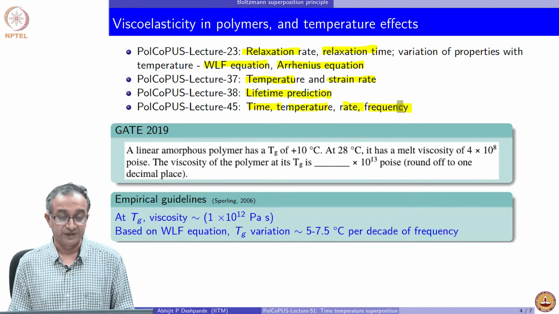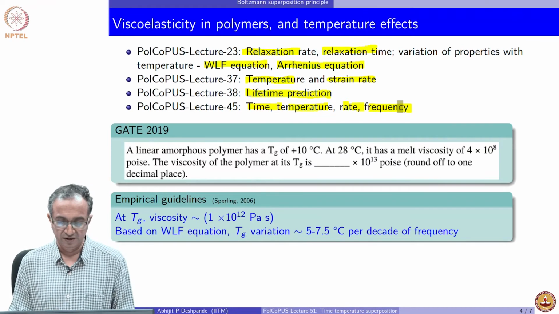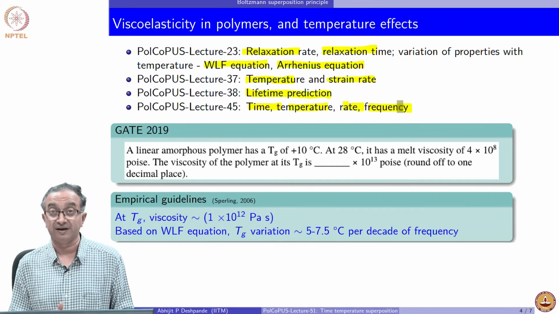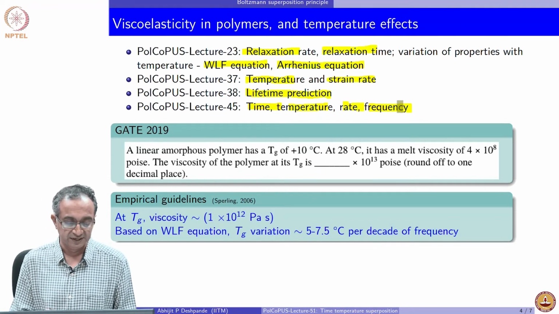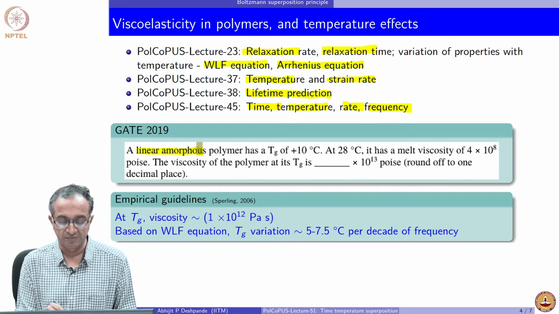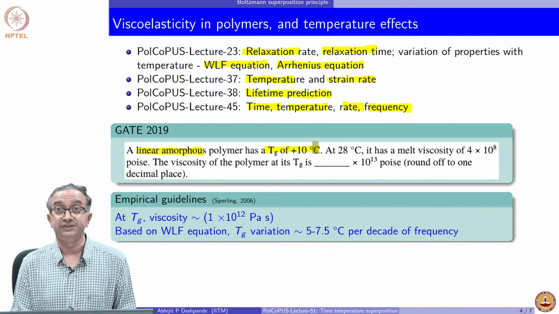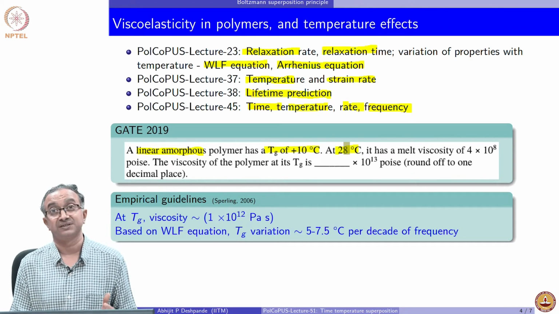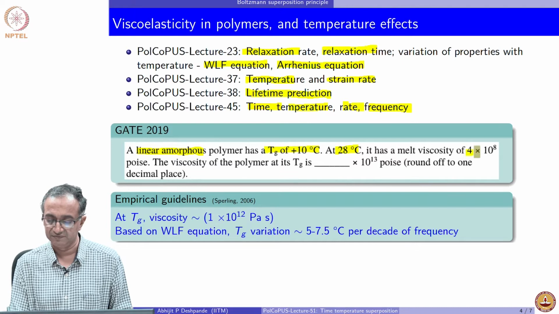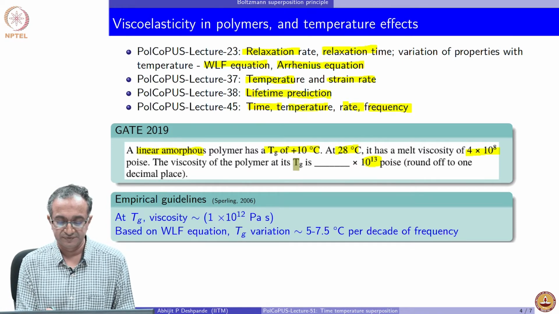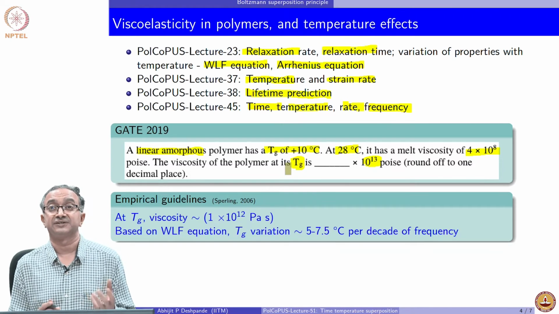And just to again let you think about what happens to the properties when you change temperature on the material and how shifting of properties happens, this question asks that for an amorphous polymer there is a Tg of 10 degrees Celsius, and at 28 degrees Celsius, which is higher than the glass transition, it has a certain viscosity. Now, what happens to that viscosity when you go to the glass transition temperature?